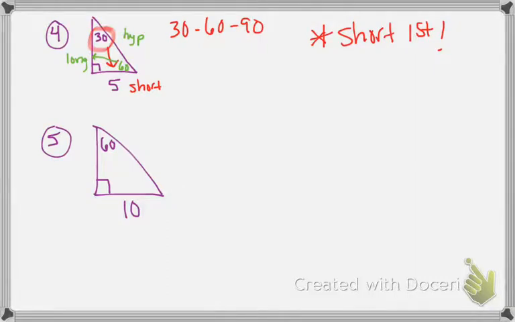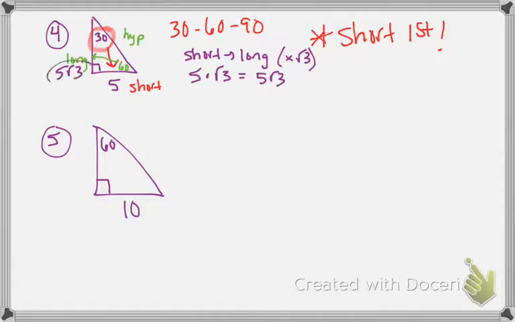So we do know what the short leg is here. So that's a great place to be in. So to go from short to long leg, we have to multiply by root 3. So 5 times root 3 is 5 root 3. So our long leg is 5 root 3. Then to go from short leg to hypotenuse, we have to multiply by 2, and 5 times 2 is 10.